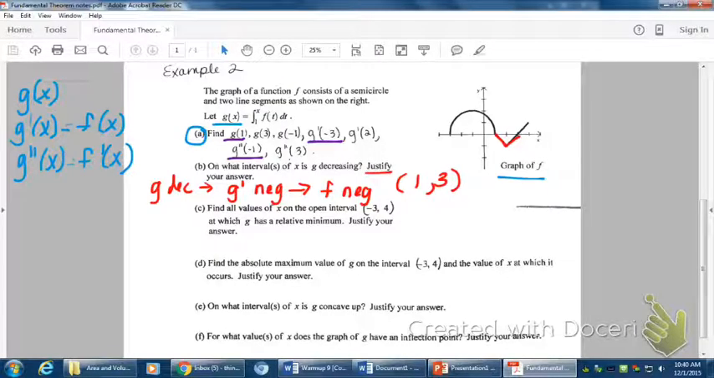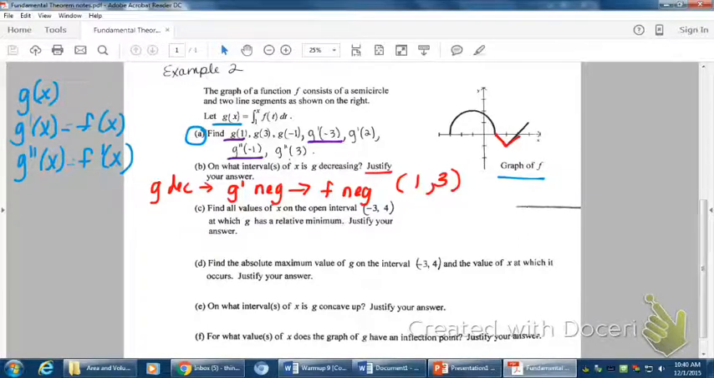And justifying, that's all those things that I just wrote, where I'm thinking about it in my mind and writing it down. That's the justification. g is decreasing where g prime of x is negative. That means f is negative, and that's from 1 to 3.